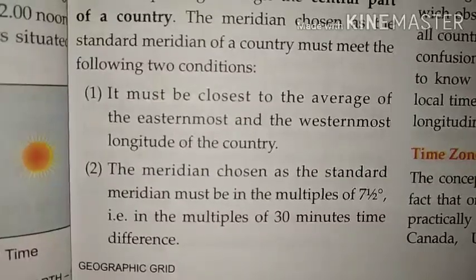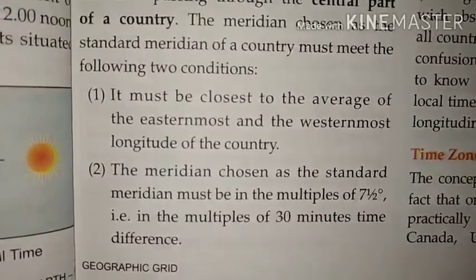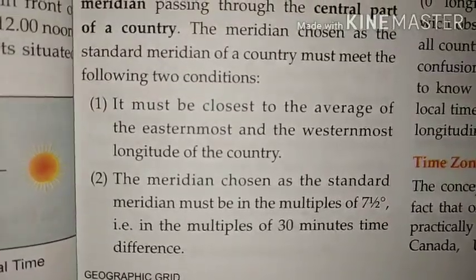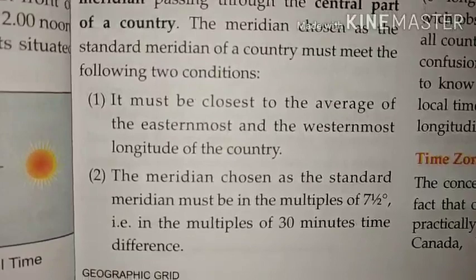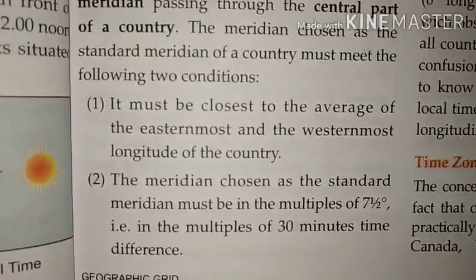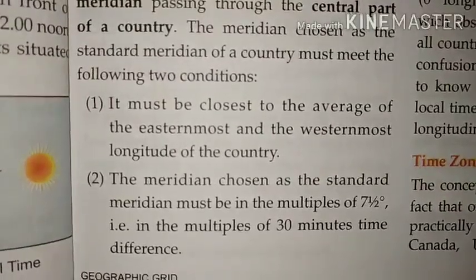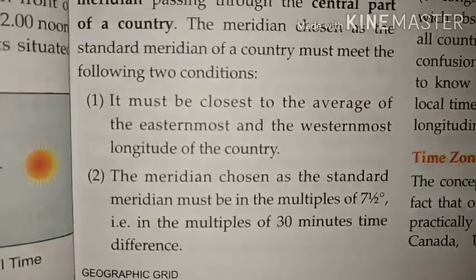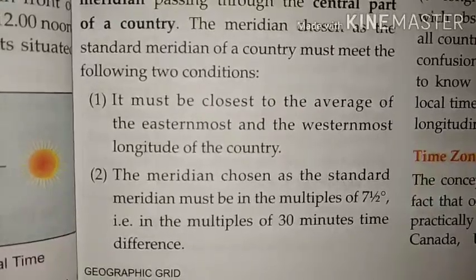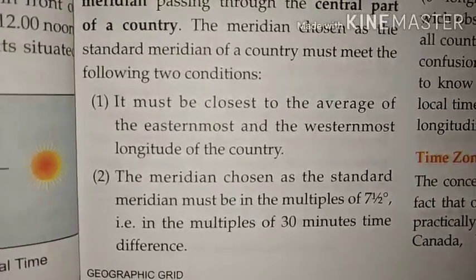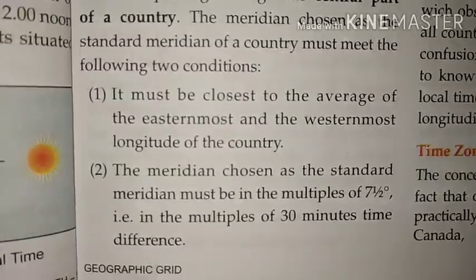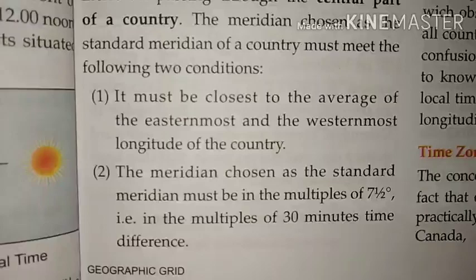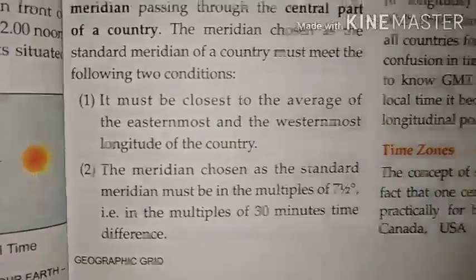The meridian which is passing over Allahabad, we have taken as the central meridian, that is 82.5 degree east. The time over that central meridian is taken as the standard time for the entire country. The meridian chosen as the standard meridian must be in multiples of 7.5 degrees, that is compulsory, that is, a 30 minutes time difference must be there.